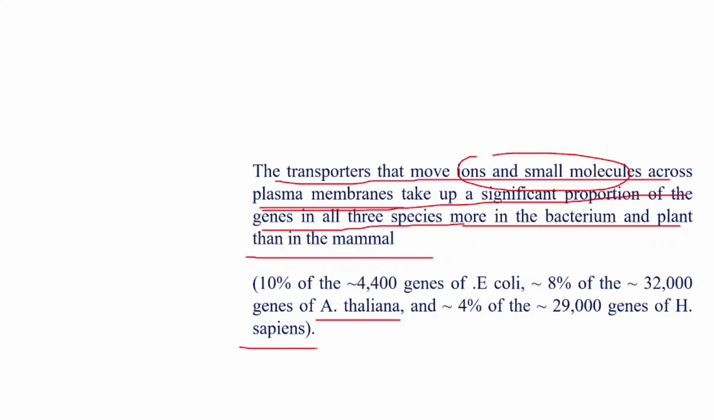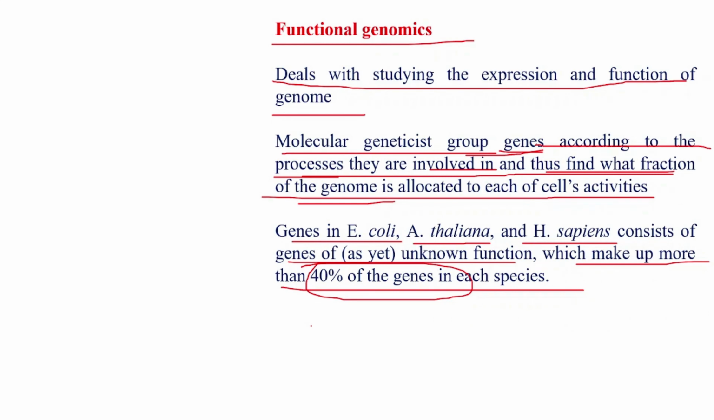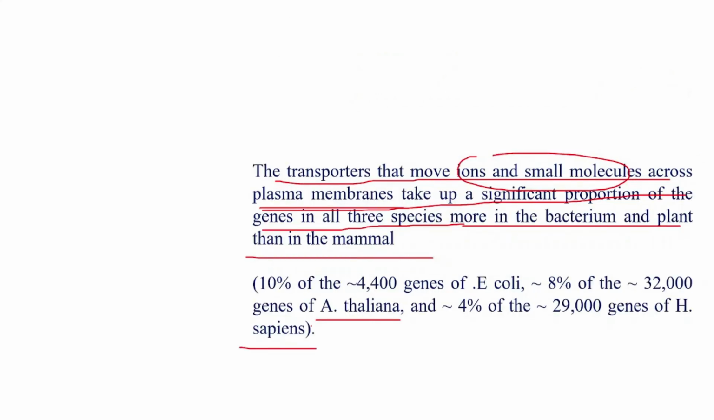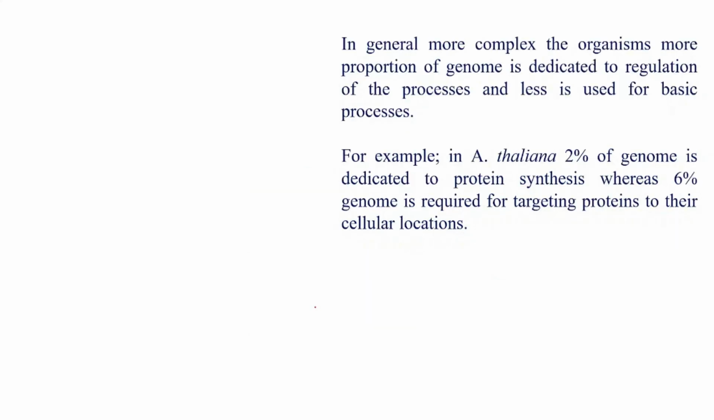So molecular geneticists have actually done this. They have grouped the genes according to the processes that they are involved in, and they have found out what fraction of the genome is involved in what kind of process, in different organisms. In general, the more complex the organism, the more proportion of the genome is dedicated to regulation of these processes, and less is used for basic processes.